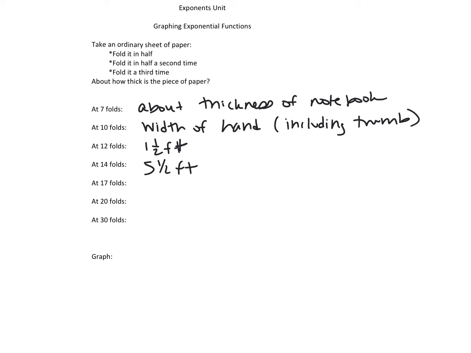At 17 folds, if you were to go 3 more folds, your paper would be as tall as a 2-story house. It would be 43 feet tall. If you were to just go 3 more folds from there to 20 folds, it would be 1,450 feet tall, which is the height of the Sears Tower. If you were to fold 10 more times from there, your paper would be the height of the outer limits of the atmosphere.